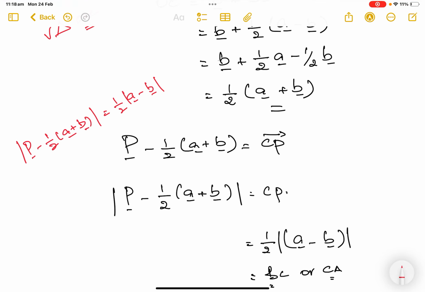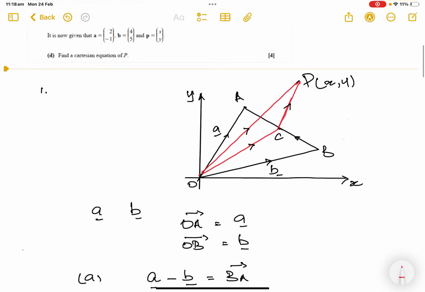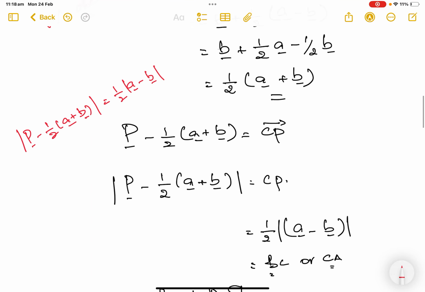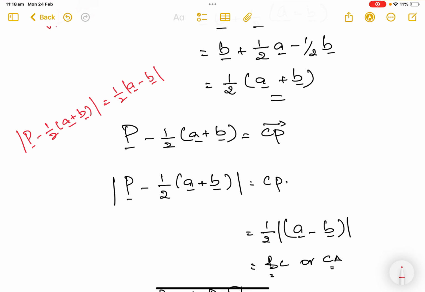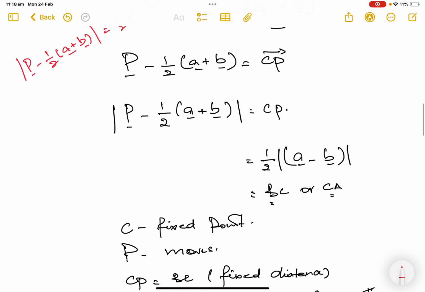Let's do a bit more investigation, a bit more proof. Let's take the vector triangle in red ink, OCP. From that triangle, P minus half A plus B is CP. The modulus of that is CP, of course. So the left-hand side is CP. We just found CP from that vector triangle.